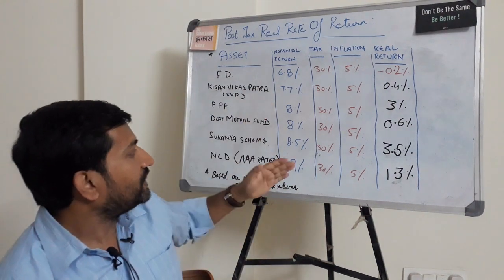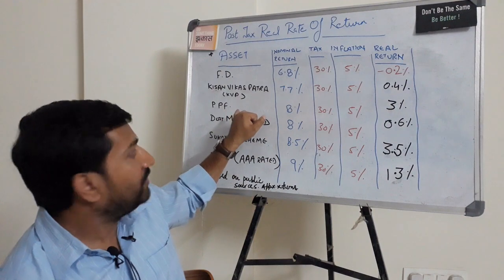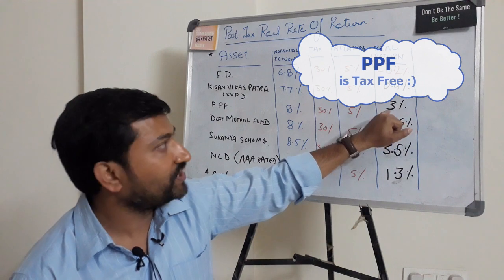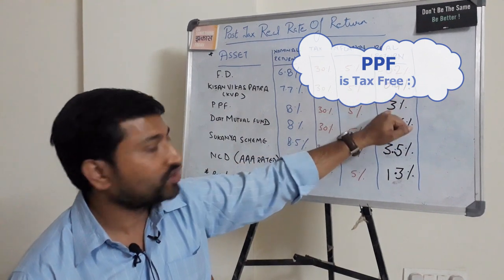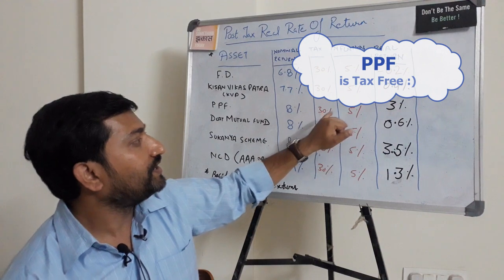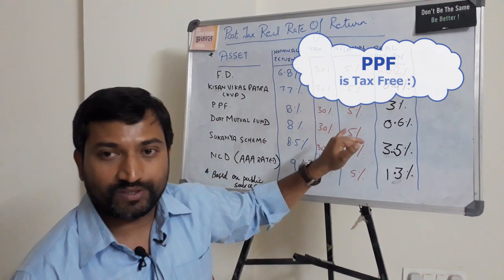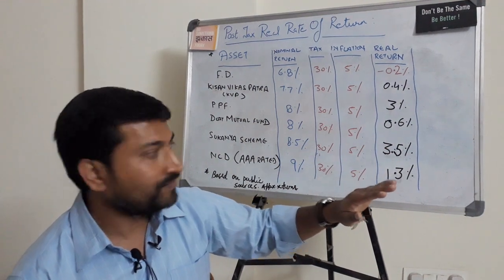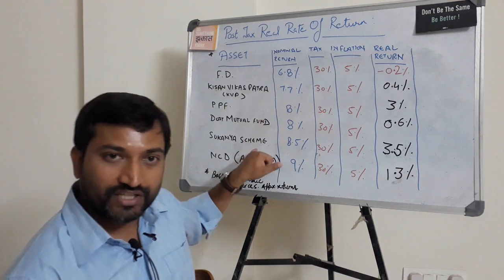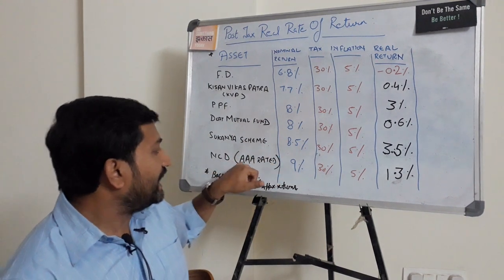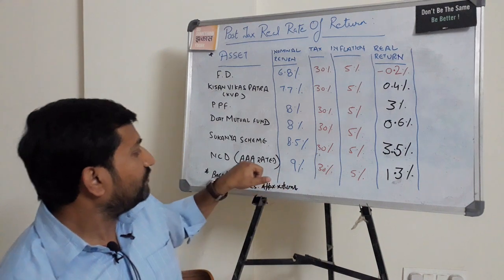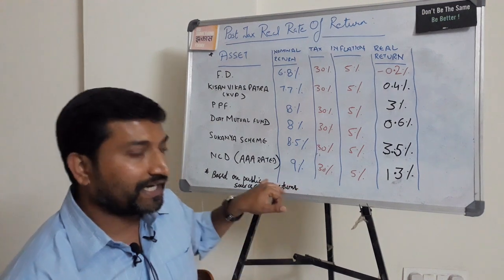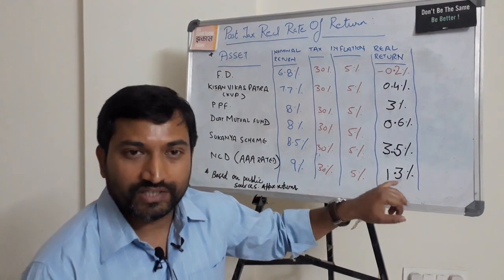So now moving ahead with the rest of the products, PPF, for example, the real rate of return is 3%, which is much more than the FD. It is positive 3%. Reason being, here the returns are not taxable. So whatever return you are earning, you can pocket that. You don't have to pay tax on it. Same is the case with Sukanya Samriddhi Yojana. Whereas for NCD, if we invest in a secure, AAA rated NCD, the return would be 1.3%.